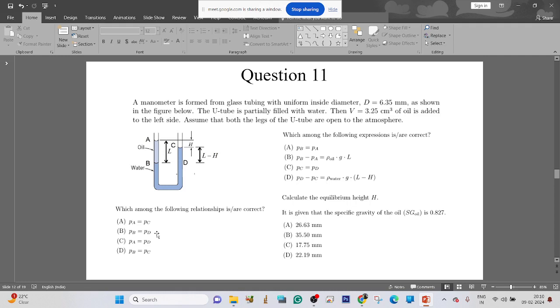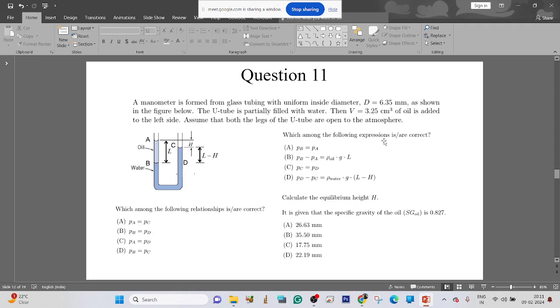One of them I told. Are there two options here? Yeah, two options are there. PA equal to PC. A and B. Yeah, correct. So one is there, the both of them are at atmosphere, so PA and PC are same. Another, for the same level, PB and PD are same.